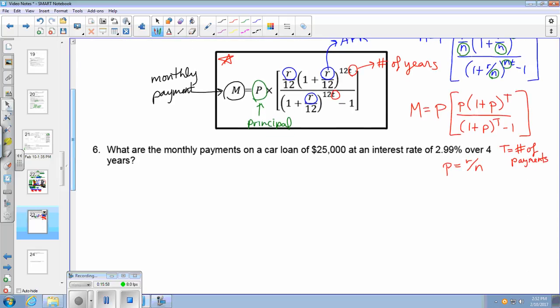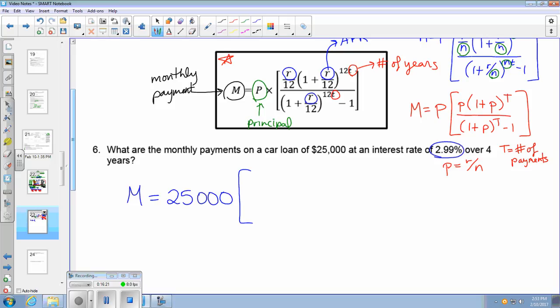All right, number 6, we're going to do an example. We're going to find the monthly payments on a car loan of $25,000 that has an interest rate of 2.99% over 4 years. So notice that is quite a bit smaller than what we just saw with the credit cards. All right, so we're looking for the monthly payments. So M is going to be our variable. The car costs $25,000, so this is what our principal is.